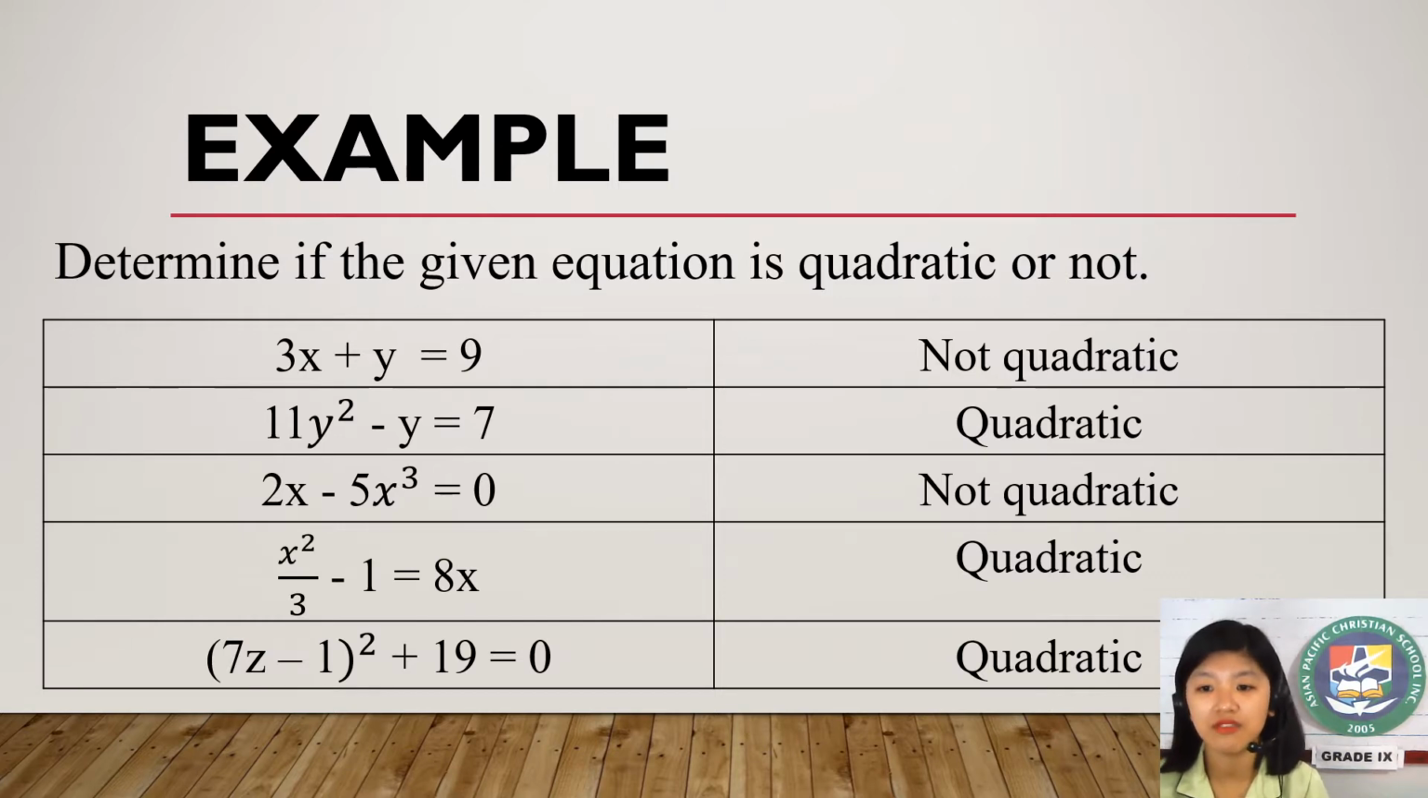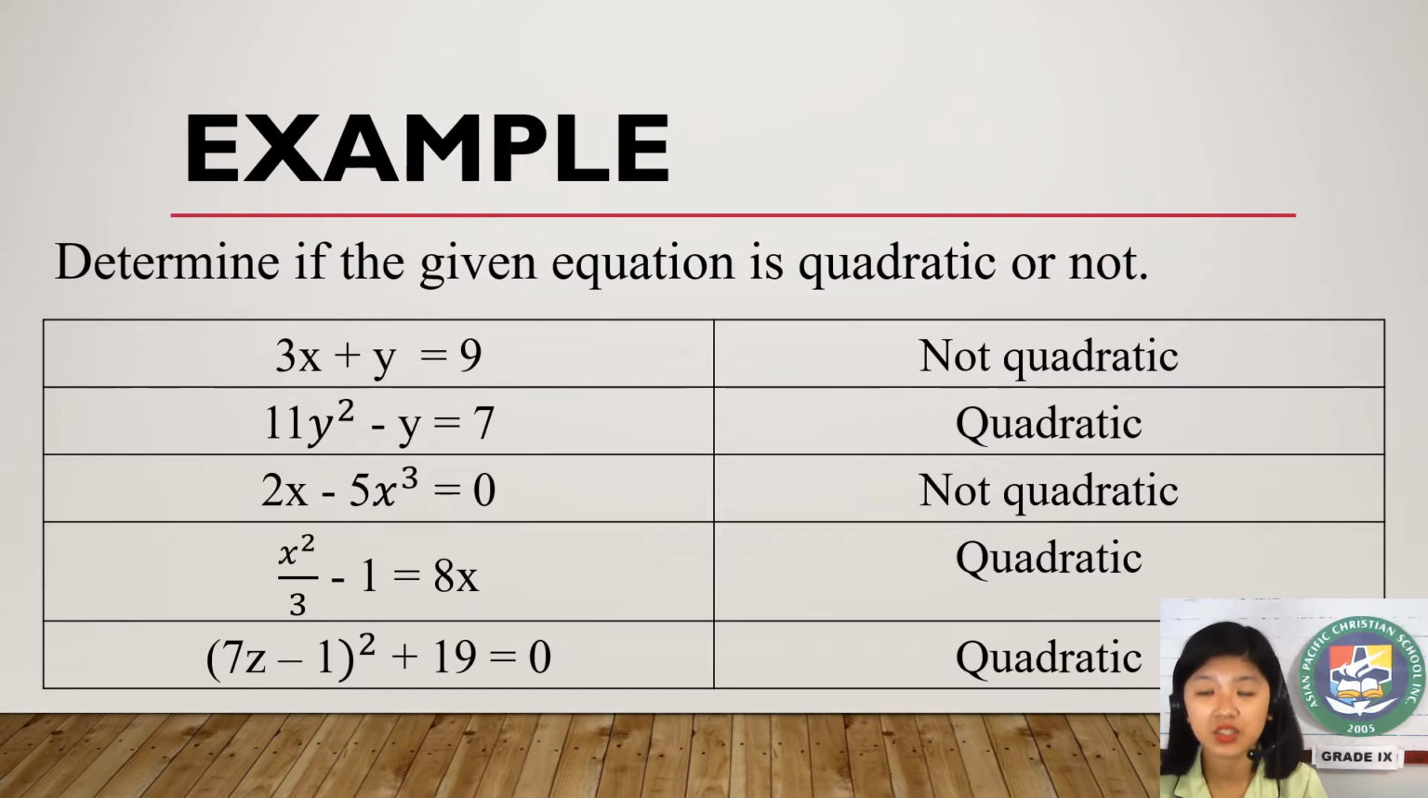So, next, we have 11y squared minus y equals 7. So, bakit siya quadratic equation? Kung mapapansin nyo, do sa first term, yung ating exponent is 2. So, that is a quadratic. And next, we have 2x minus 5x cubed equals 0. So, kung mapapansin nyo, yung ating highest exponent is 3. So, kailangan lang natin ay 2. So, that is not quadratic.